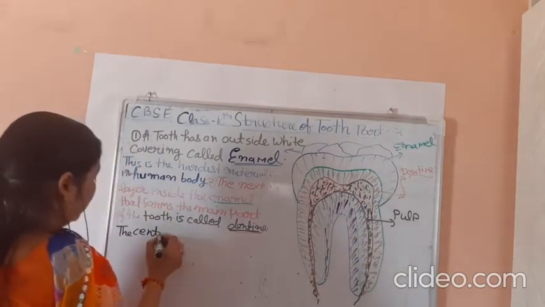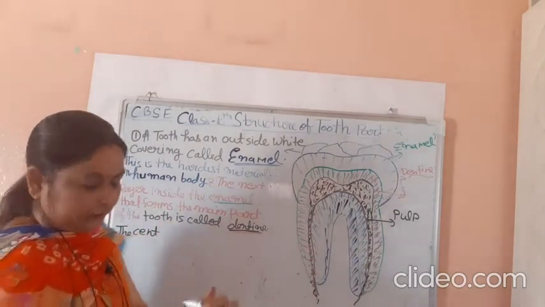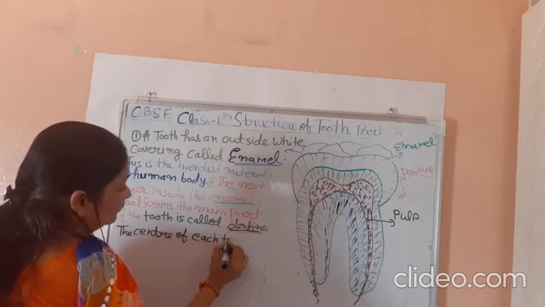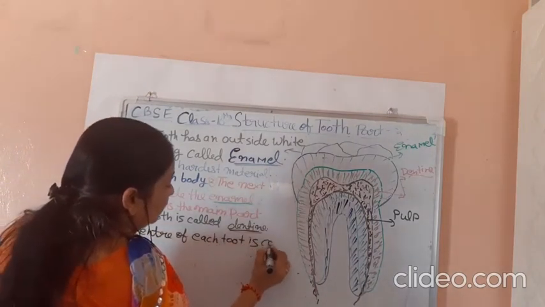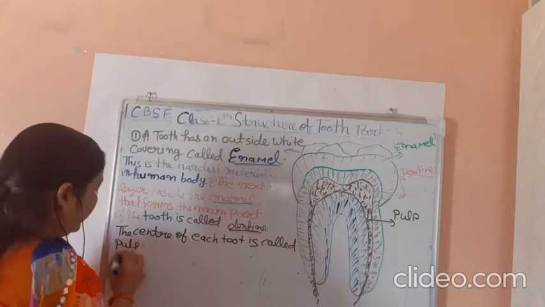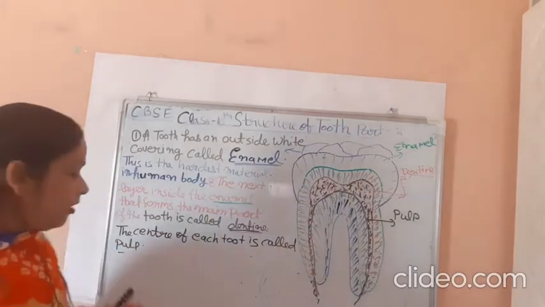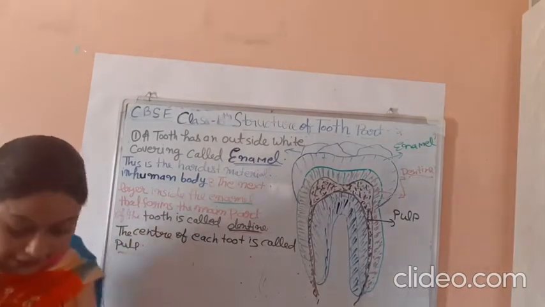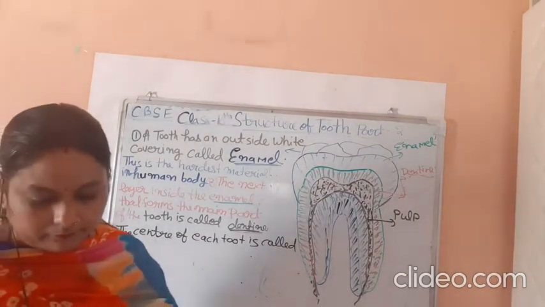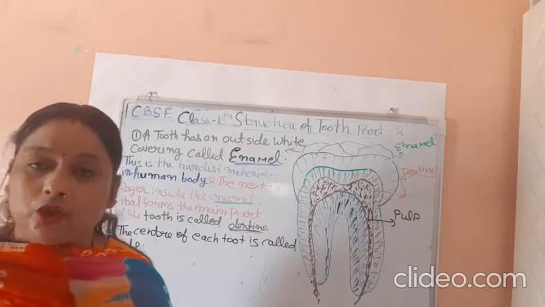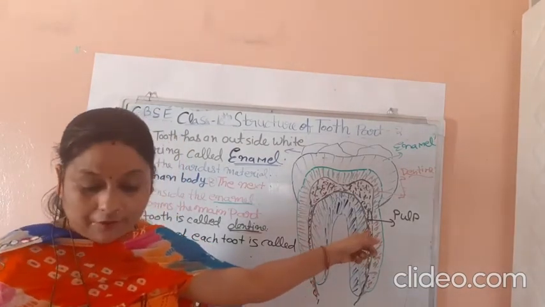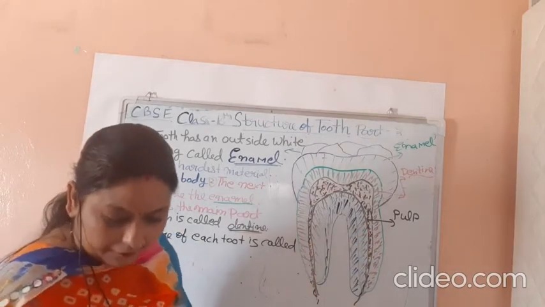The center of each tooth is called pulp. Here, this is the underline, is called pulp. The pulp is soft, and blood vessels and nerves are in it.